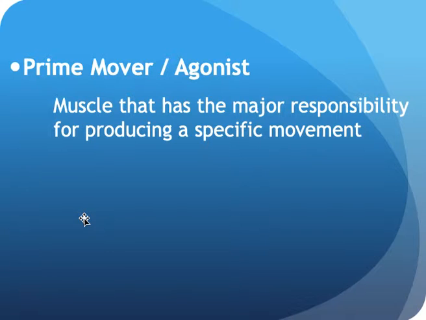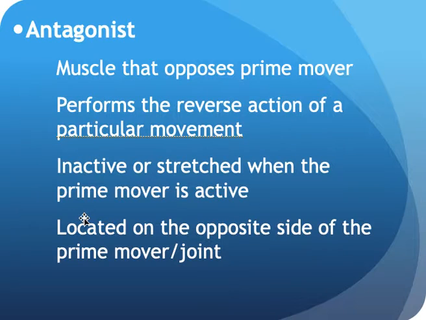But you always have to specify, because the bicep is going to play different roles. It's going to do flexion of the elbow, it's going to do flexion of my shoulder, it can do some rotation, it can do some different things for me. So you have to be really specific in saying it's the prime mover for this specific motion. Prime mover: the muscle that has the major responsibility for producing a specific movement.